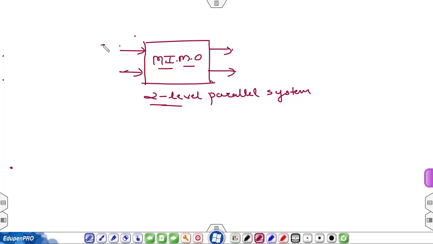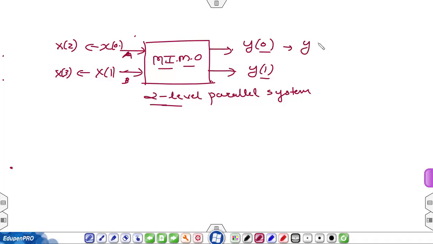Let's say that the sample given at this point is x0, so the corresponding output will be y0, and at the same time x1 can be given to this point, and the corresponding output will be y1. After these outputs are generated, we can give a new set of samples. Let's say this is input port A and this is input port B. The sample given to port A after x0 will be x(2), and at port B it will be x(3), and the corresponding outputs will be y(2) and y(3).